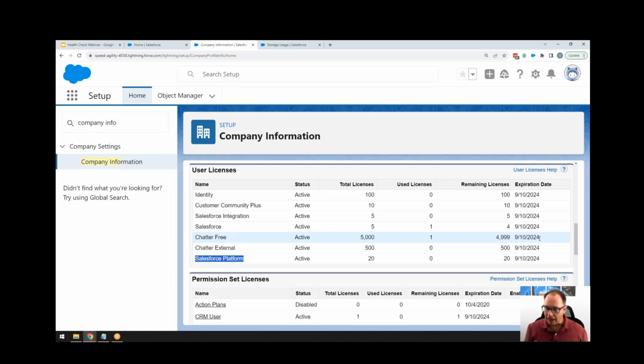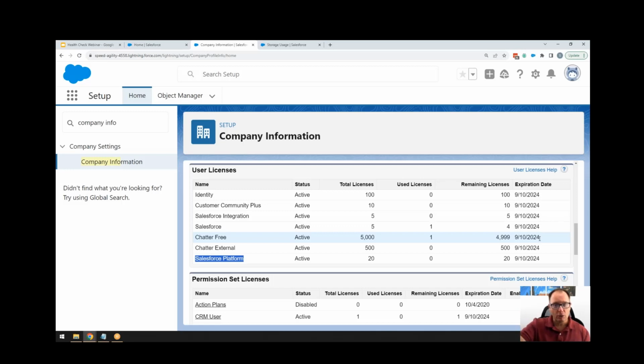One thing that a lot of people don't realize, though, is that the renewal period automatically renews 30 days before the expiration date. So in this example, this org will automatically renew on August 10th, 2024.